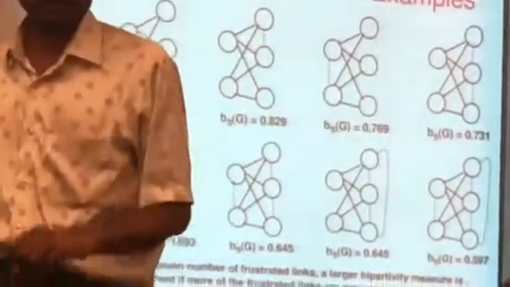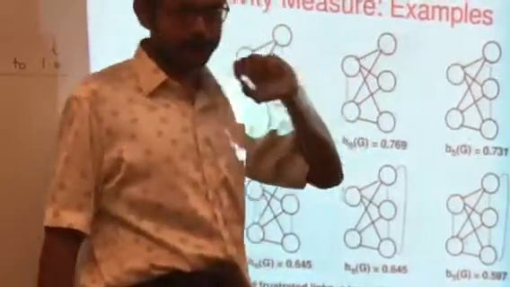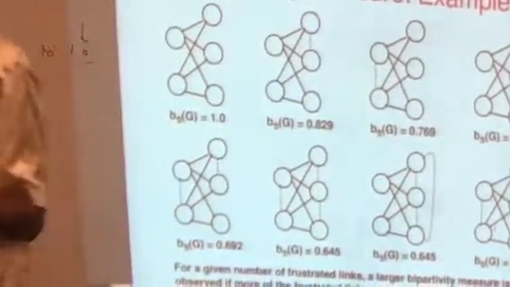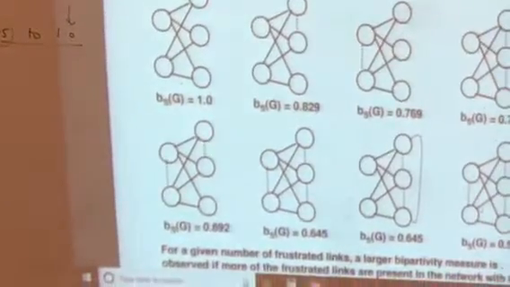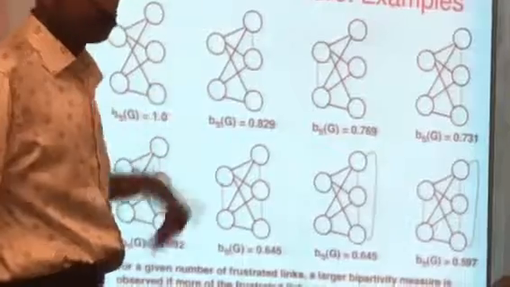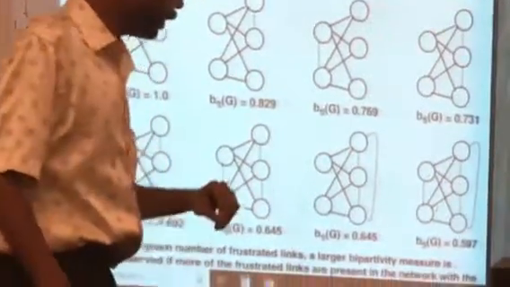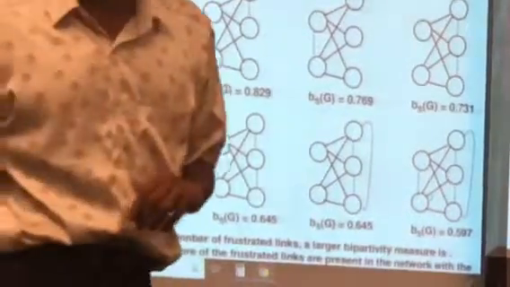Sir, what is frustrated edges? Just edges between vertices in the same partition. So if the graph is bipartite, such edges should not be there. Right? So like for this graph, there's no such edge between vertices in the same partition. Okay. So again, as you keep going, the bipartite index value decreases.